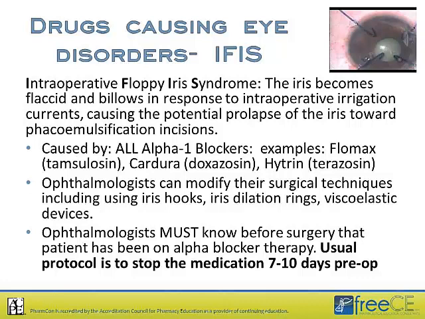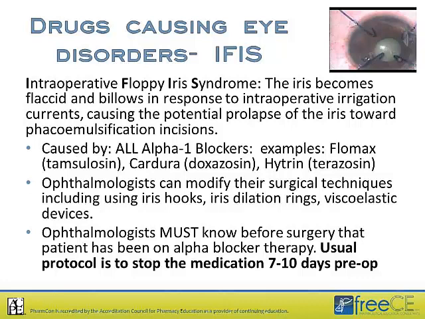This IFIS can be caused by alpha blockers like Flomax that we'll see in our prostate patients, Cardura, doxazosin, or terazosin. Ophthalmologists can modify their surgical techniques. They use iris hooks or iris dilatation rings or viscoelastic devices to stabilize that iris before they do the surgery. The ophthalmologist must know before the surgery that the patient has been on alpha blocker therapy, and the usual protocol is to stop the medication 7 to 10 days beforehand.